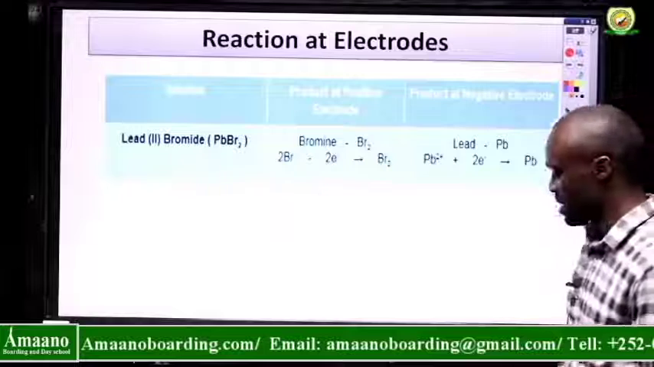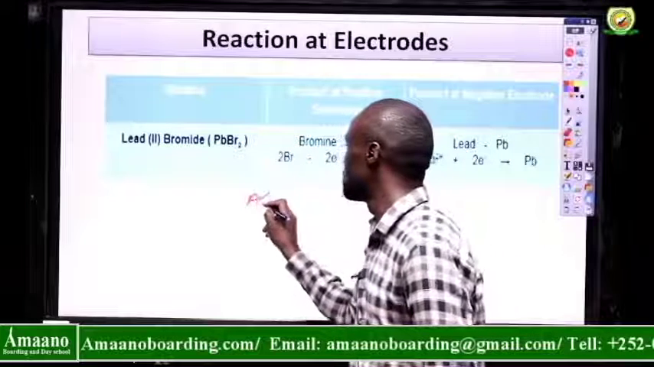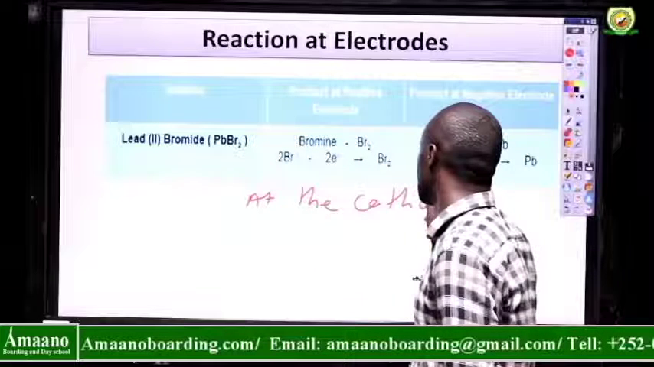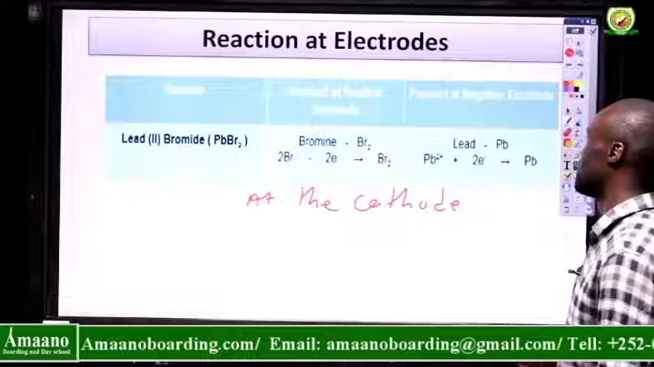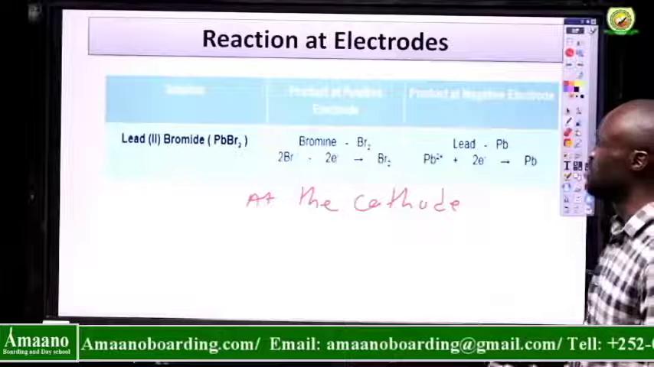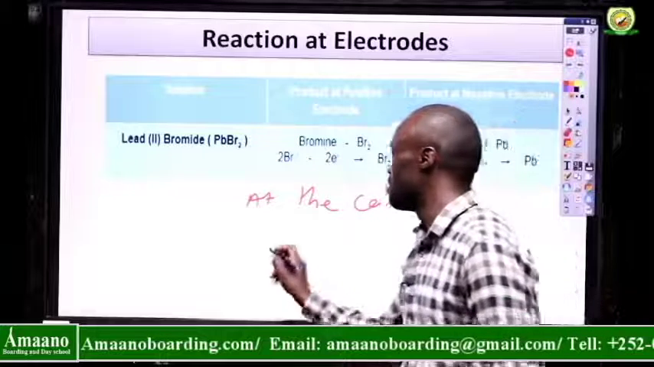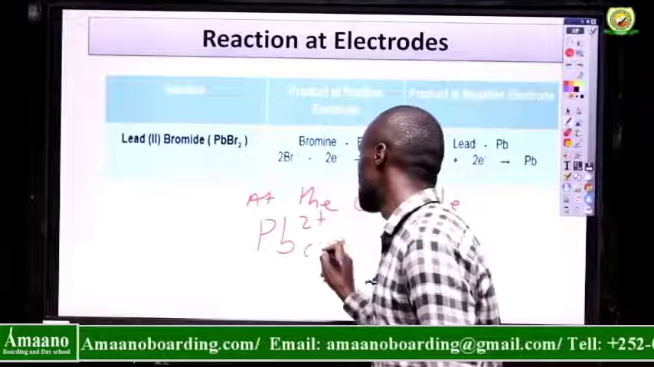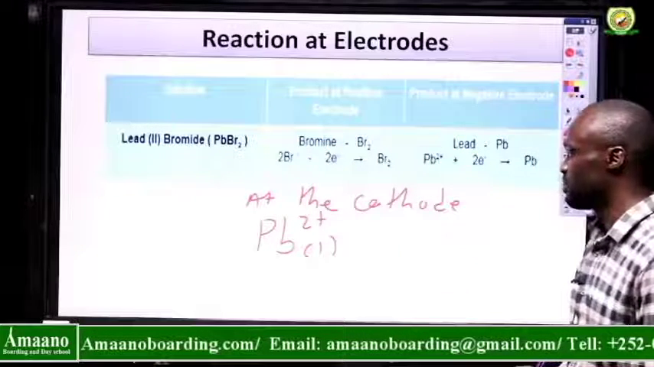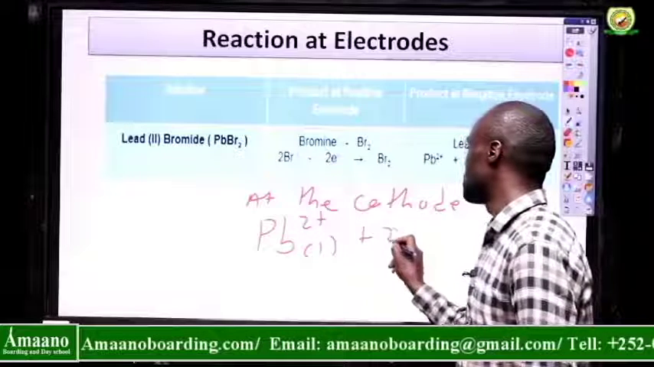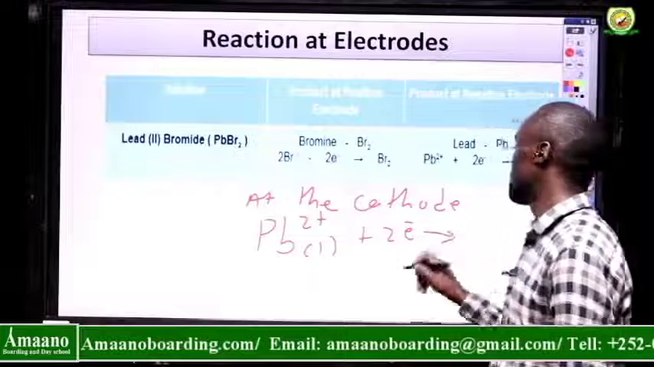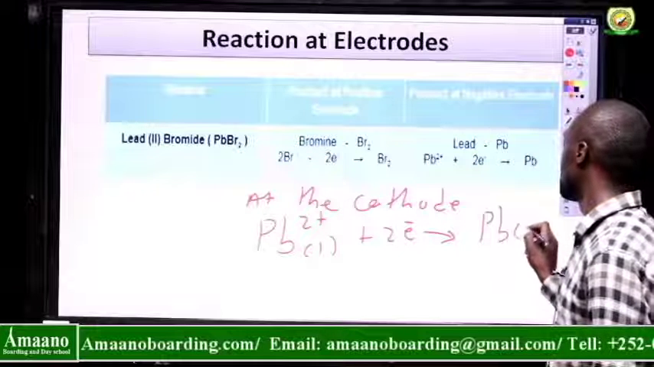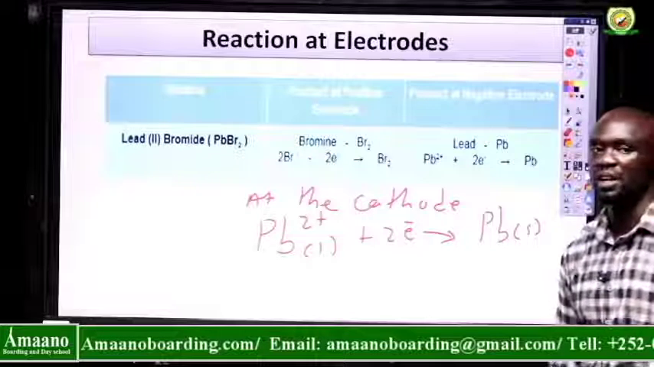Then at the cathode, that is the negative electrode. Always positive ions move to the negative electrode. We'll have the lead ions. Still, I use a state of liquid because it is molten. These will gain electrons, and then we'll have lead metal, which is going to form at the bottom of the cathode.